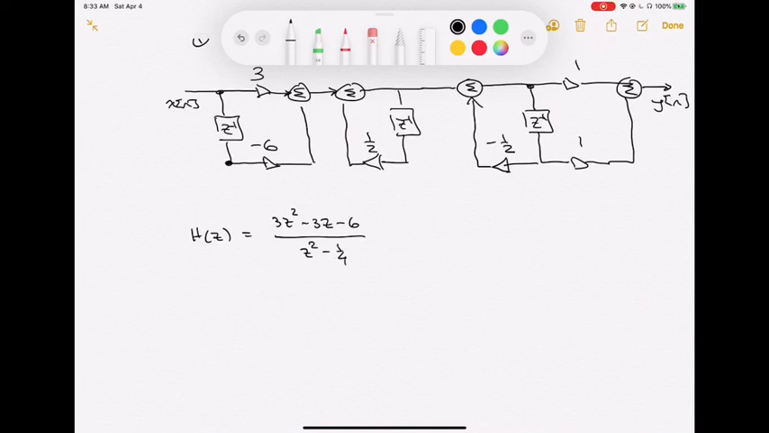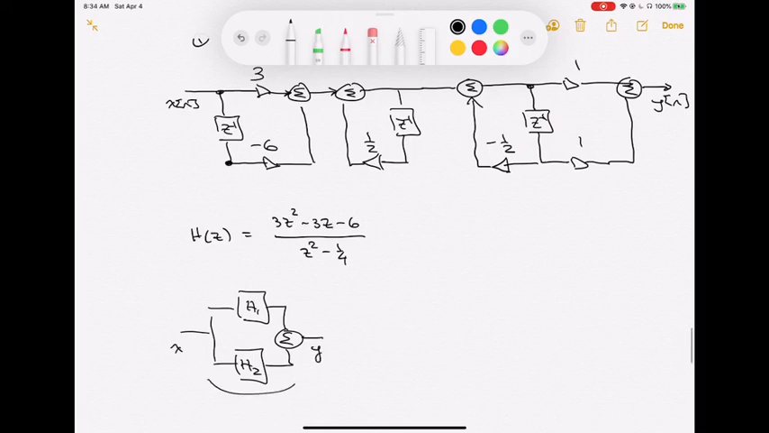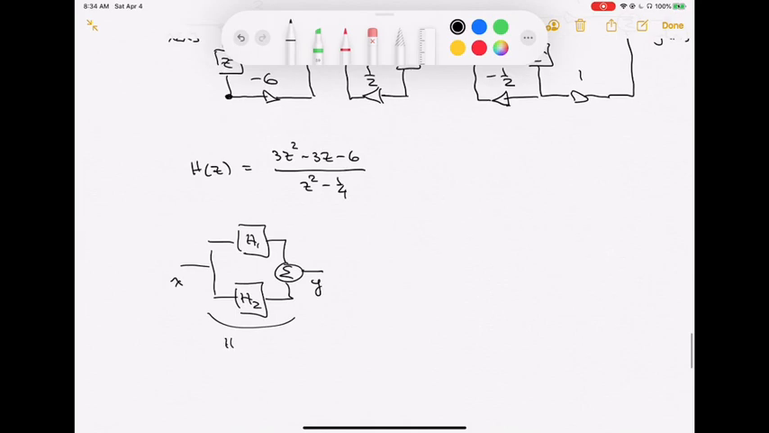If I'm going to do a parallel realization, it might look something like this, right? I have some system, call it h1, and it's in parallel with another system, h2, and I'm going to add them together. There might be more than 2, there could be 3, 4, lots of them in there. The input is x and the output is y. What is the overall transfer function of this guy? Well, it is h1 plus h2. When you have systems in parallel, their transfer functions just add.